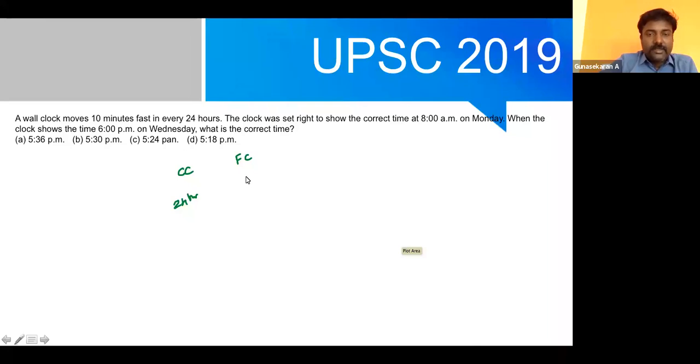24 hours means it will travel 24 hours 10 minutes. Is it clear? If a correct clock travels 24 hours, the wrong clock travels 24 hours 10 minutes. The clock is set right at 8 a.m. Monday. When the clock shows 6 p.m. on Wednesday, which time are they speaking about?